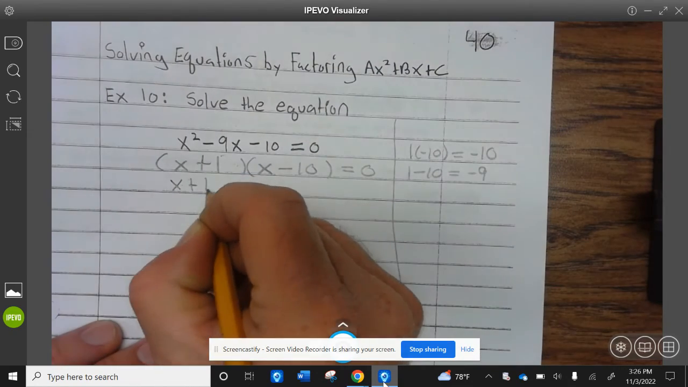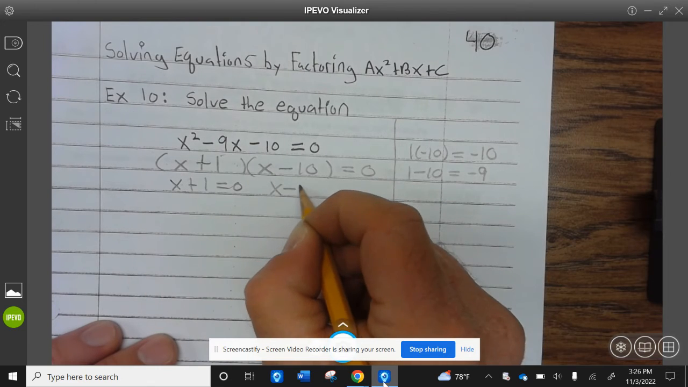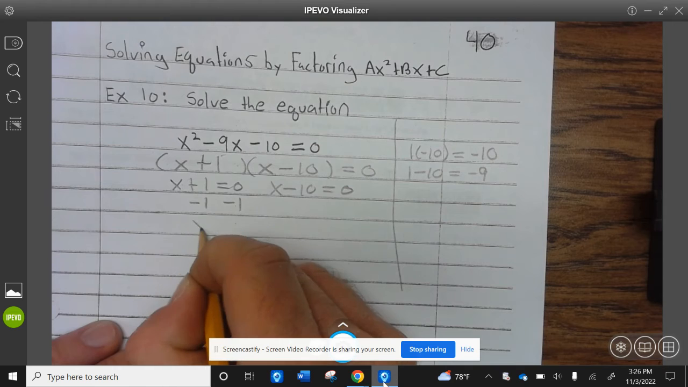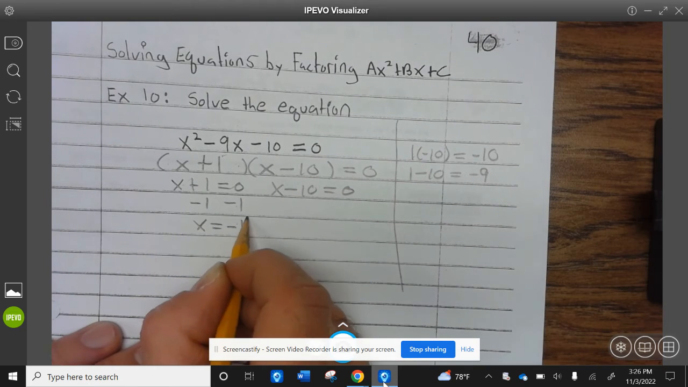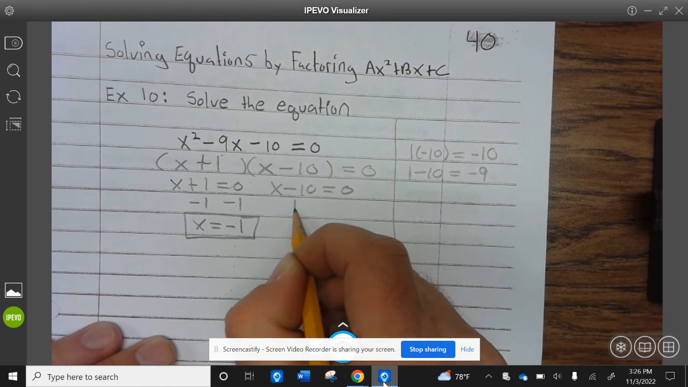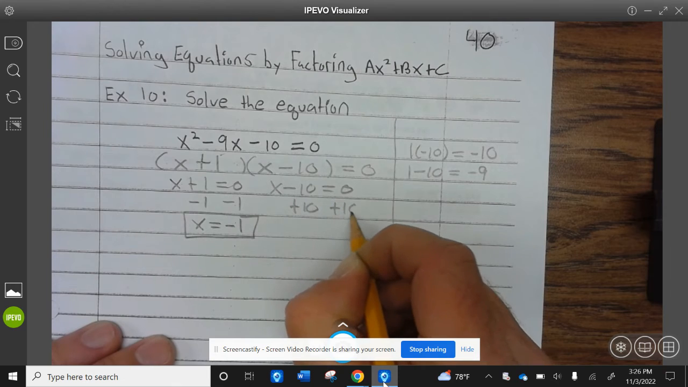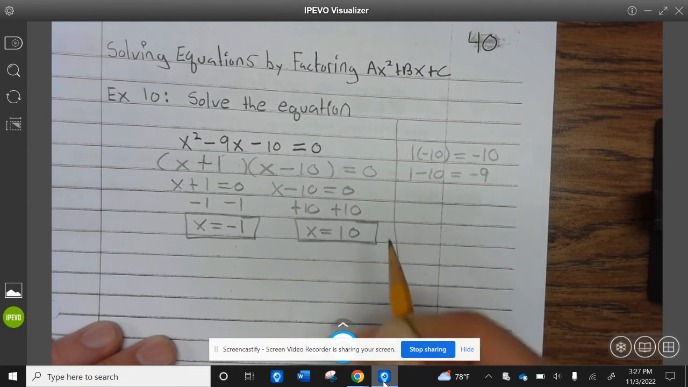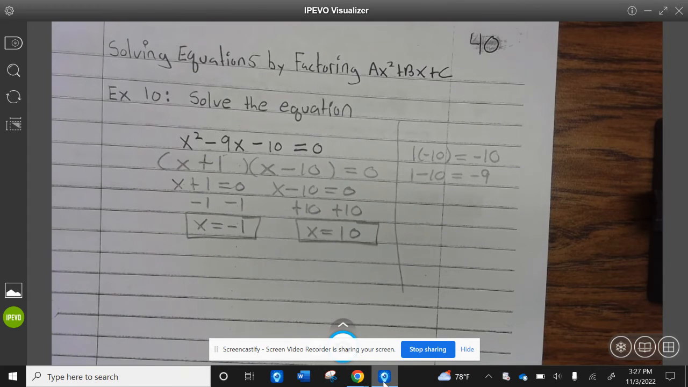X plus 1 equal to 0, x minus 10 equal to 0. Subtract 1 from both sides, x equals negative 1. Add 10 to both sides, x equals 10. All right, go and finish up example 10.